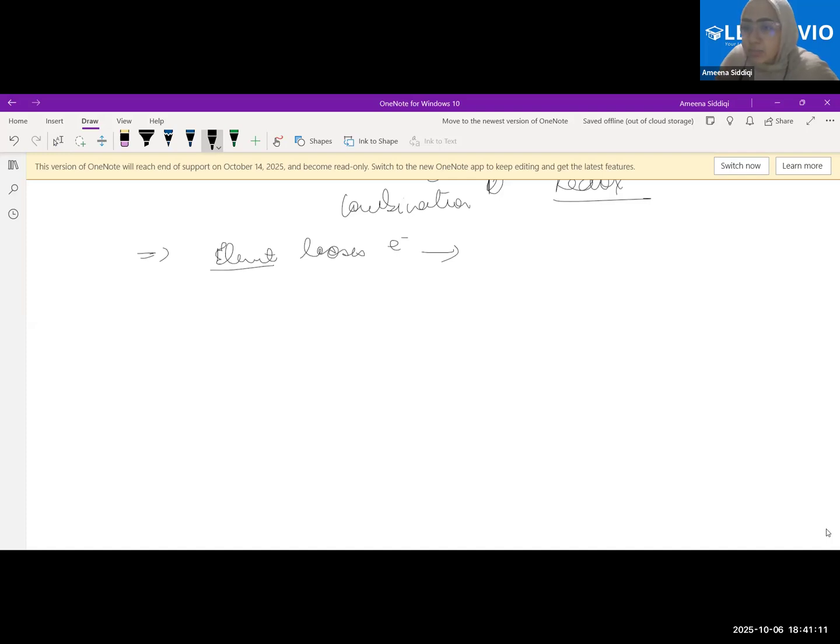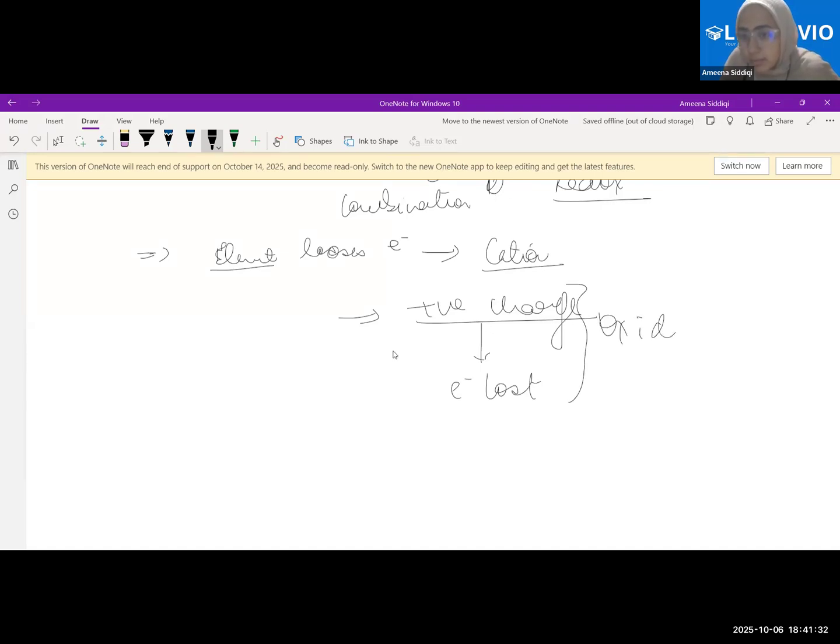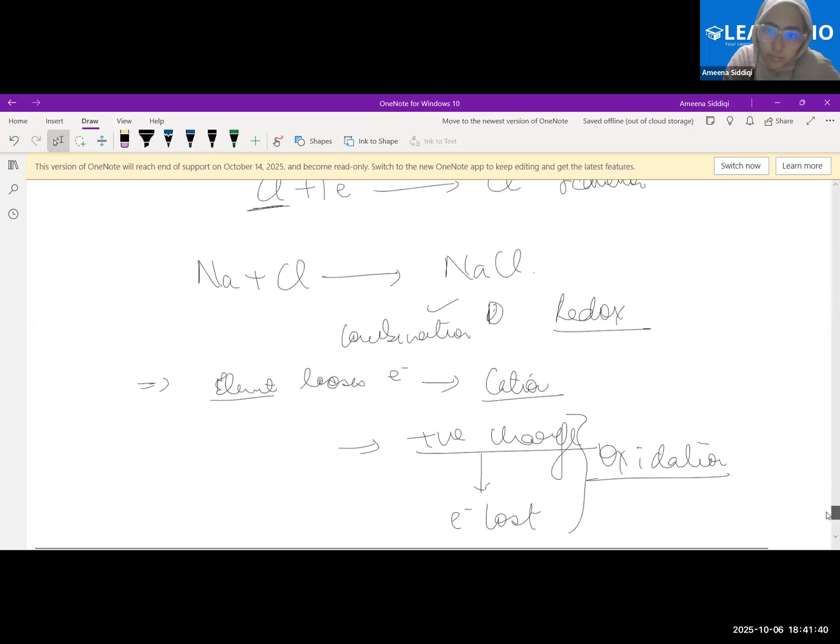We are not talking about one atom. There are many same atoms, therefore we are referring to that as element. Whenever the element loses electron, what will it become? It will become the cation. Basically, it will attain the positive charge. And when is positive charge attained? When electrons are lost. And can I say this is nothing but oxidation? Yes. And can I reverse this? Surely you can write this.